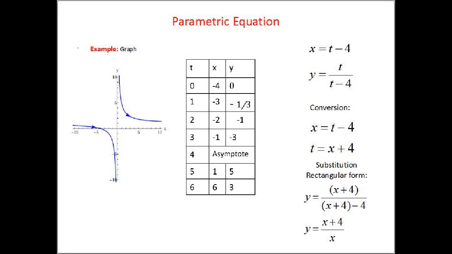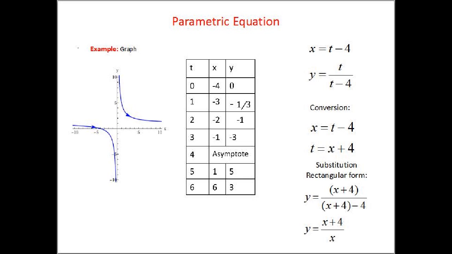For graphing the parametric equation, or any parametric equation, we need to plug in values for t. But first, to find the rectangular form, we can solve for t. In this case, we use the equation of x. x is equal to t minus 4. Adding 4 to both sides, we get t is equal to x plus 4. And then substituting t into y, we get y is equal to (x plus 4) over (x plus 4 minus 4), which gives us y is equal to (x plus 4) over x.